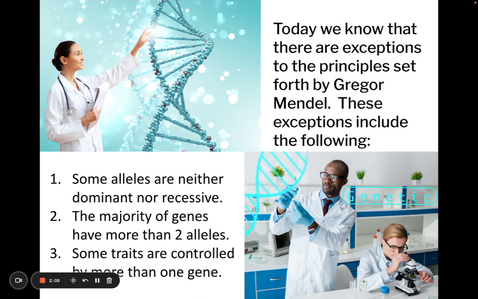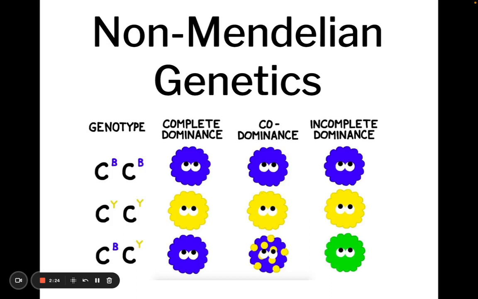We're going to talk about that today. And some traits are controlled by more than one gene. We call that polygenic, okay? And that means we're going to have multiple genes that code for the same trait. Hair color is one of them, and so is skin color and eye color. And we're going to talk all about that today. So let's talk about non-Mendelian genetics.